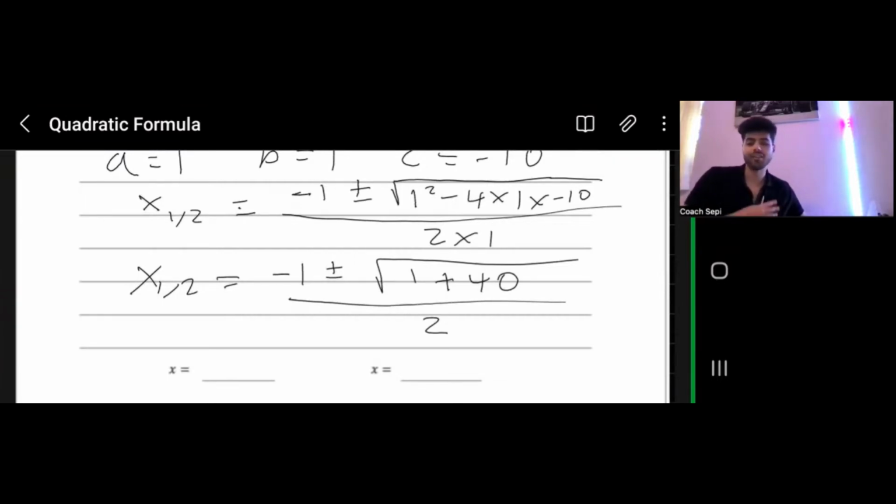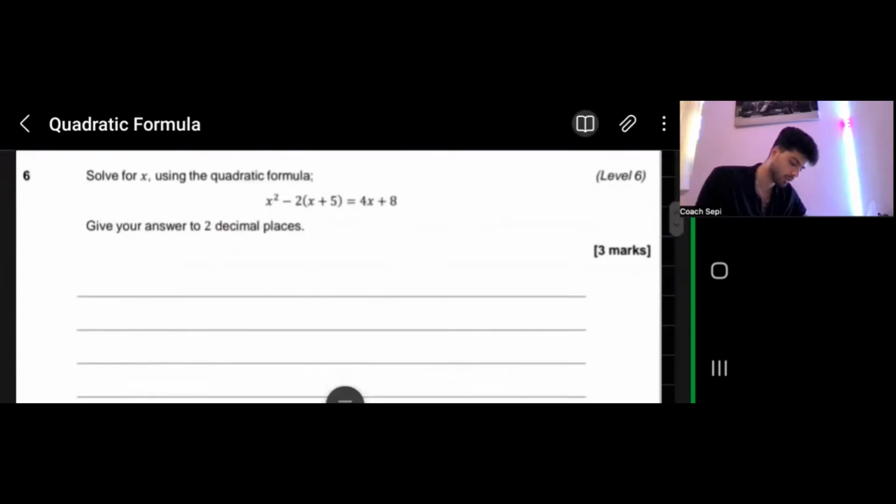And then simply, I don't have a calculator with me right now, but it's pretty trivial. You just put it all into the calculator and you'll get 2 answers for x. And yeah, so you just write those down. Let's go to the next example, a little bit more advanced.